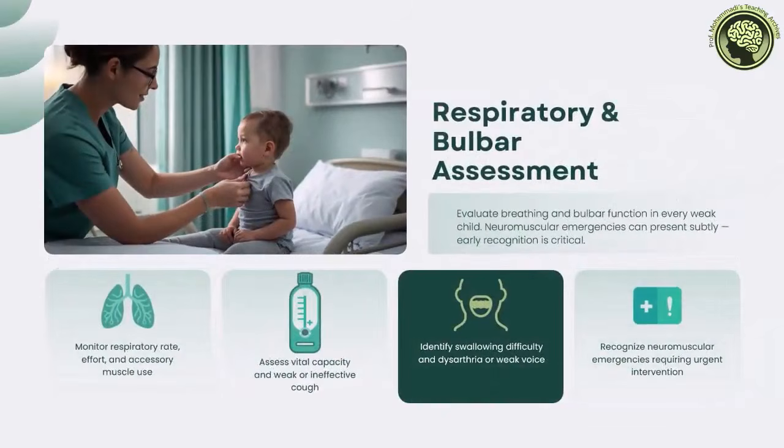Respiratory and bulbar assessment should be included in the examination of every child with suspected weakness. Respiratory muscle involvement may present with rapid shallow breathing, weak cough, reduced chest expansion, use of accessory muscles, orthopnea, morning headaches, or recurrent respiratory infections. Bulbar dysfunction may cause difficulty swallowing, choking, excessive secretions, nasal speech, dysarthria, or a weak voice. These findings may initially be subtle, but they can indicate a developing neuromuscular emergency. Early recognition allows timely respiratory support, airway protection, and specialist involvement.